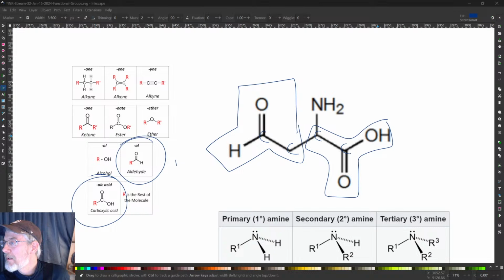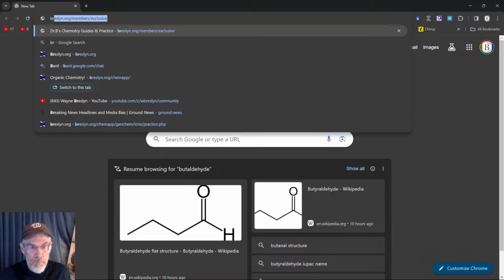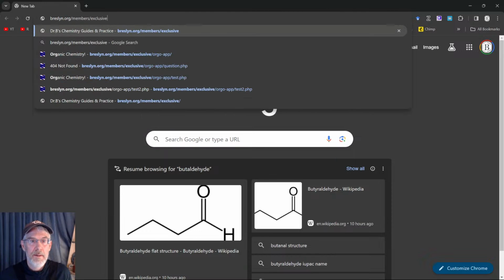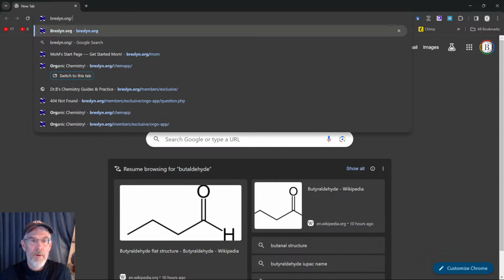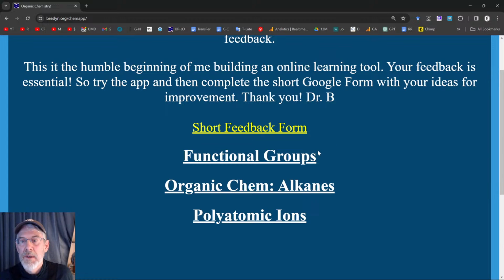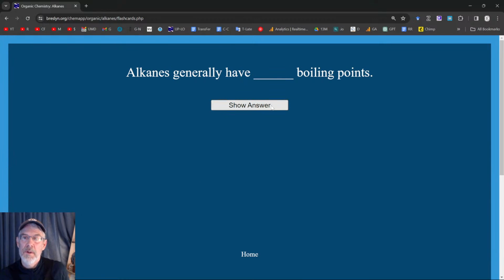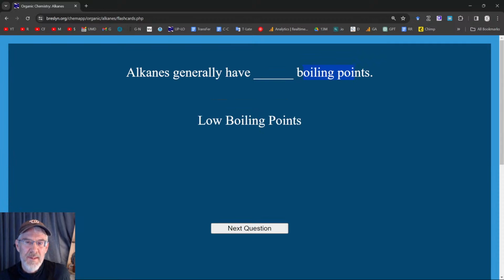So why don't we do this? I'm going to jump back over to the app thing for a moment. It's on Breslin.org. That's my website. And it's just called Chem App right now. And I'm hoping that I can just build out a lot of stuff for organic chemistry. And like with the alkanes here, what I'd like to do is have flashcards, right, where you can practice. Like alkanes generally have something boiling points. And that something would be low boiling points, because they don't really have any polar molecules. They don't stick together, so they easily boil.